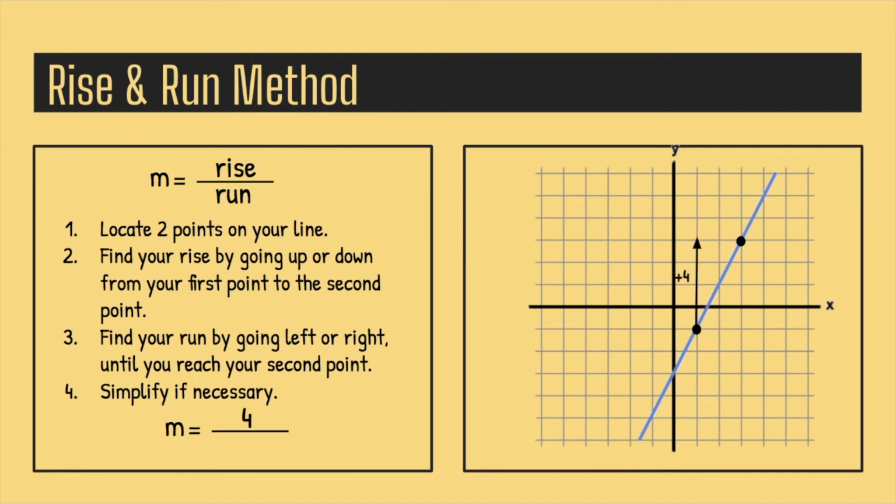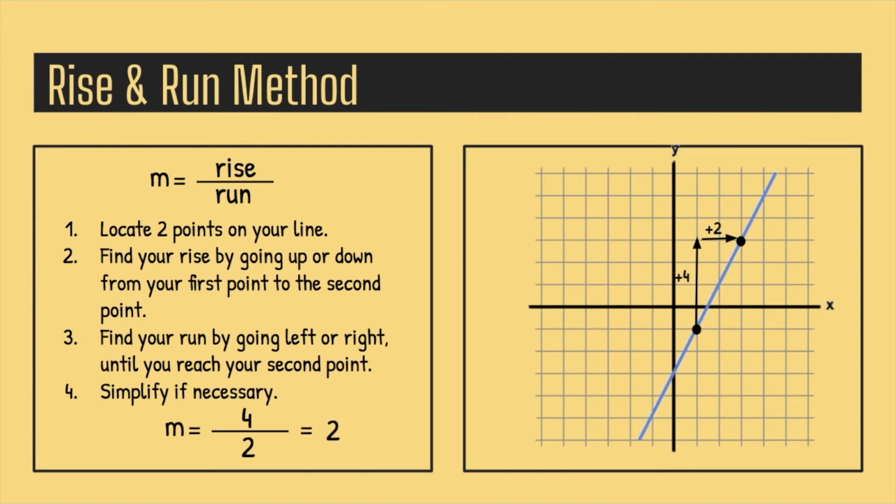Now we're going to find our run by going left or right until we reach our second point. And remember, going to the left is negative and going to the right is positive. So our run is positive 2, so let's plug that into our equation. And we simplify if necessary, which we can obviously do here. So our slope would equal 2.